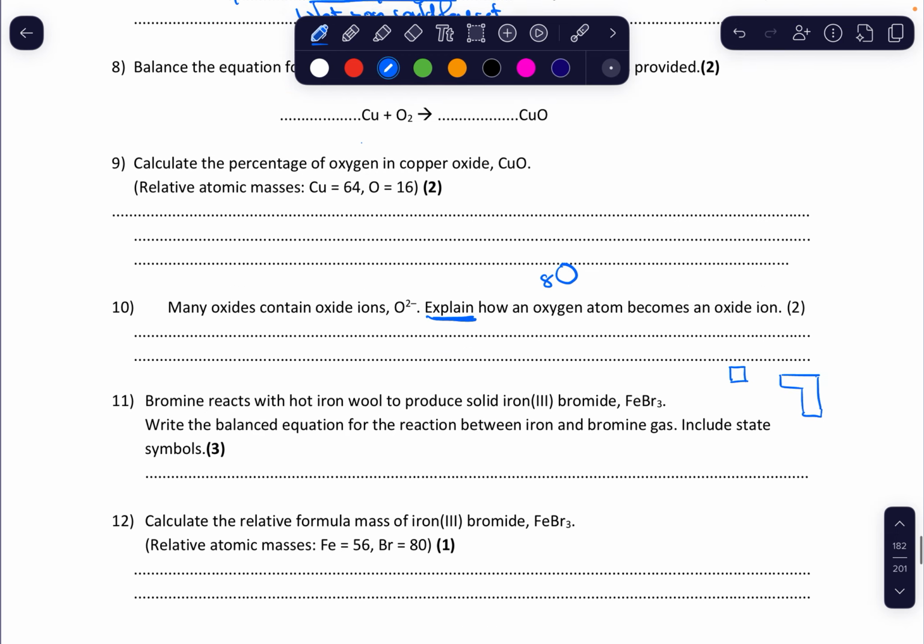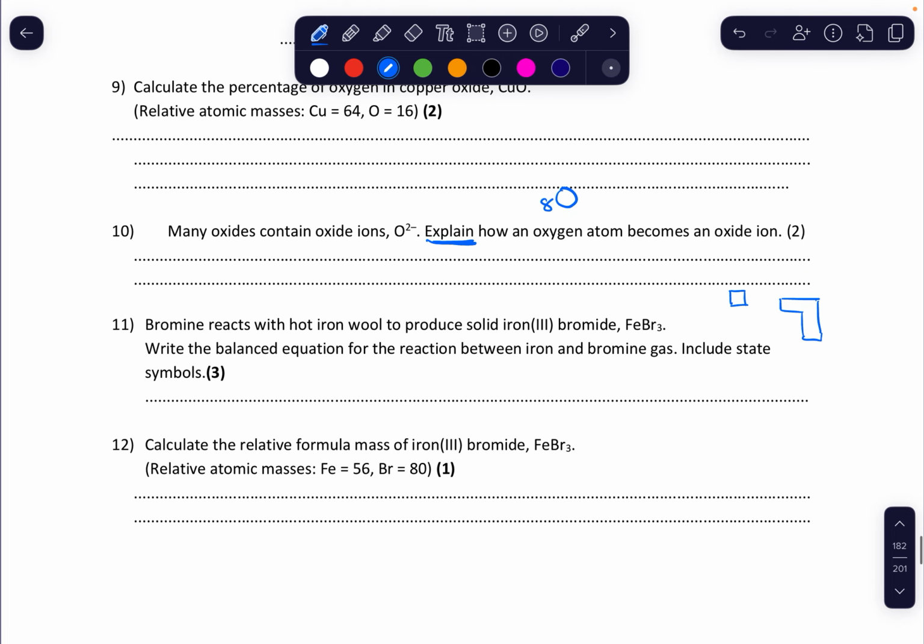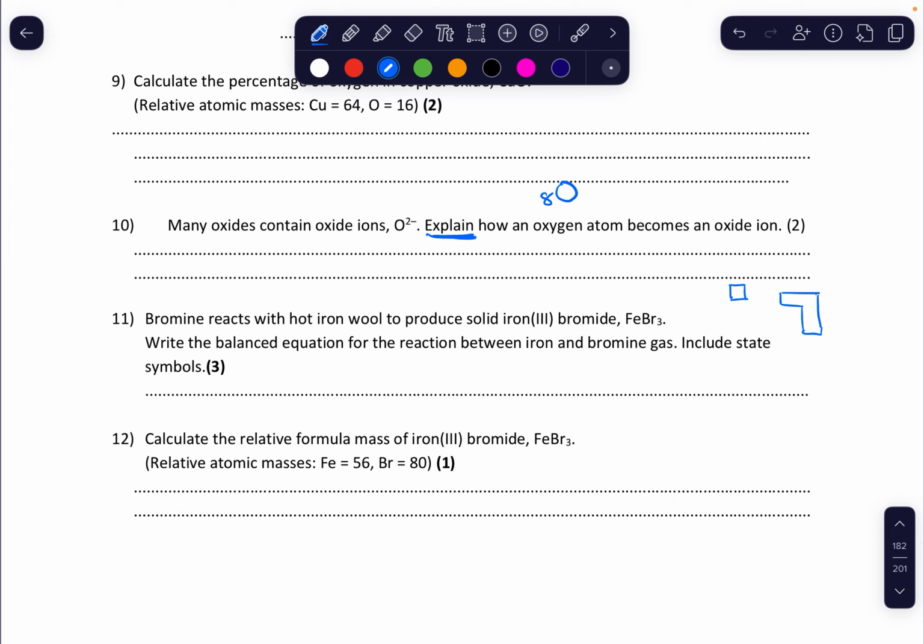Next question is this: write a balanced equation for this reaction. Just remember that bromine is in the lucky 7, the group 7, part of the periodic table. That should indicate to you it's diatomic. So think carefully about how you represent that in the equation.